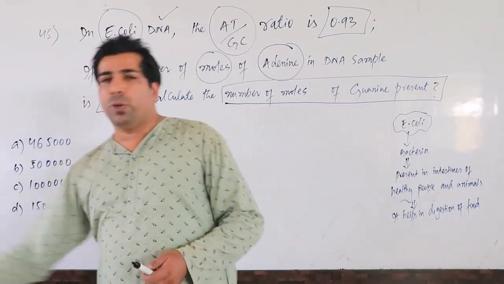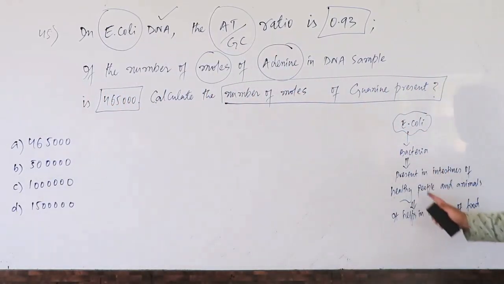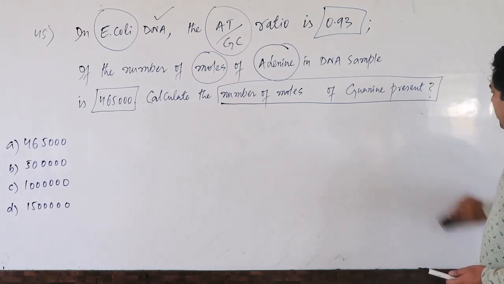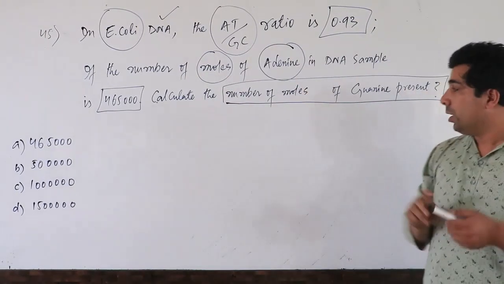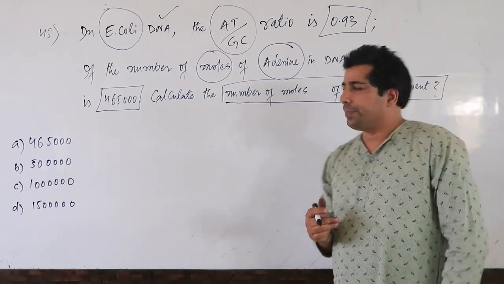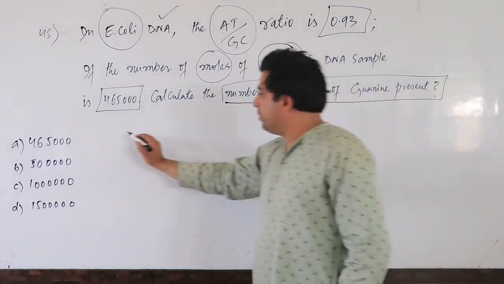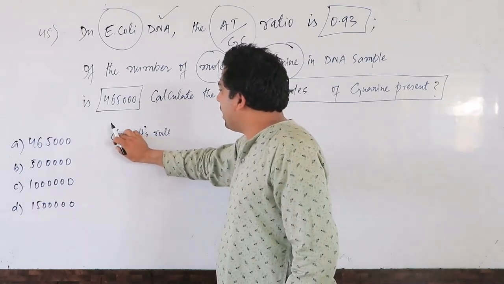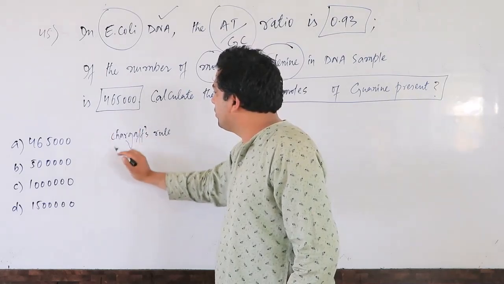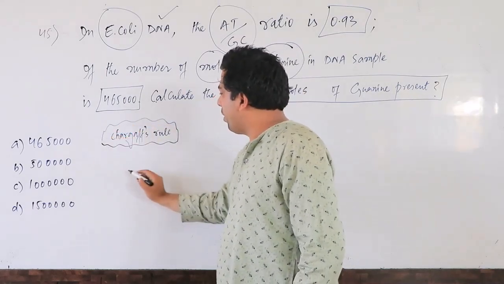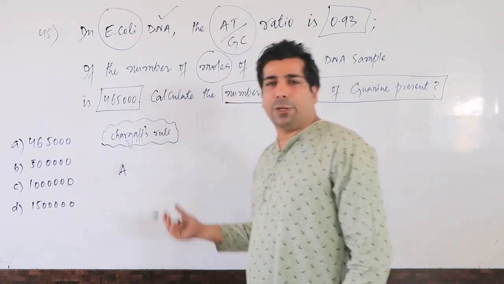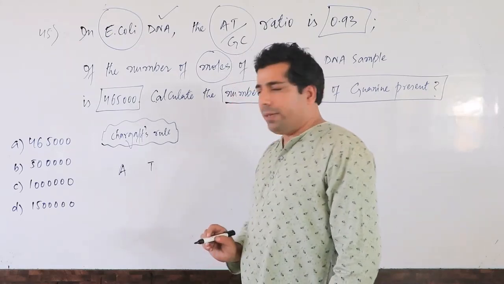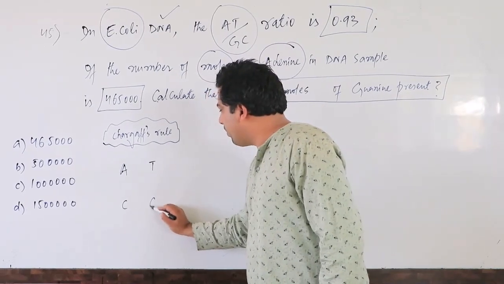My dear friends, I hope you would have written this point. E. coli is a bacteria present in the intestines of humans and animals, and it's useful in the digestion of food. Correct? My dear friends, have a look. We know Chargaff's rule, if you remember. What is this Chargaff's rule all about? Everybody is aware about it? You know that according to Chargaff, adenine has a complementary nitrogenous base thymine in DNA. And remember, cytosine will have a complementary base guanine.